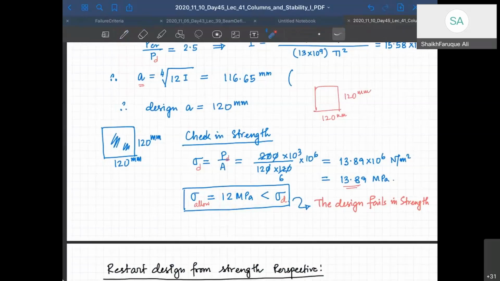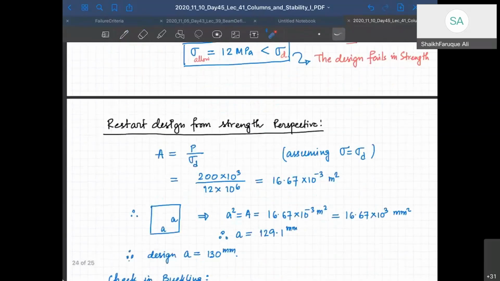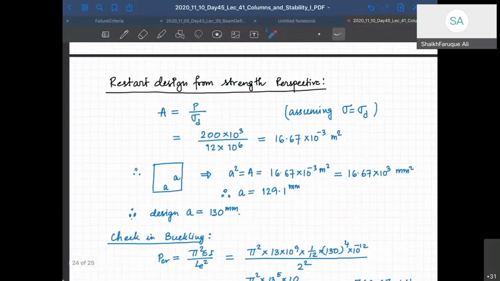So what do I have to do? I have to revert back to my design from the strength point of view. So restart the design from the strength point of view. So area is going to be PD by sigma D, right? AD is going to be PD by sigma allowable. And if you calculate, PD is 200, that is given to me, and my maximum allowable strength is given as 12 MPa. So you can do the calculation.